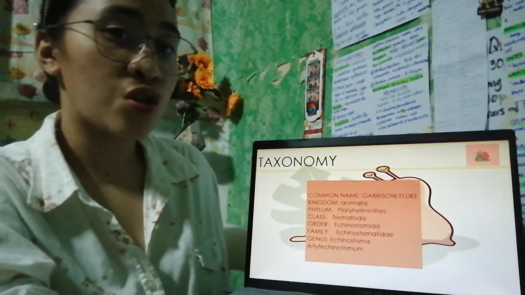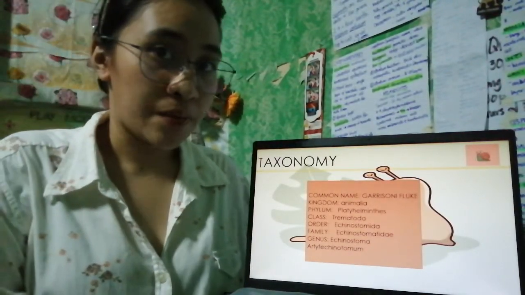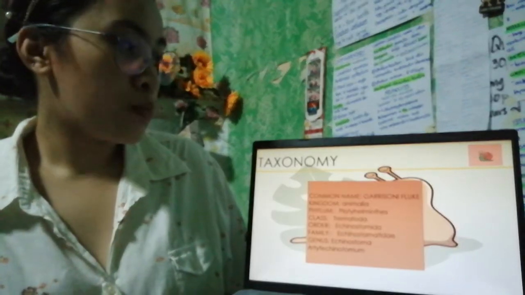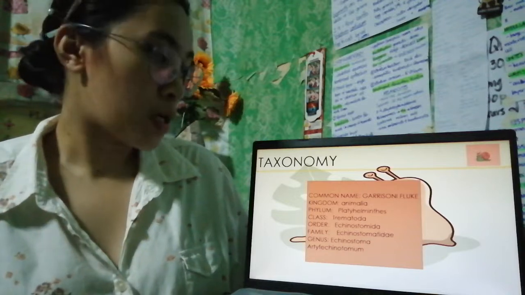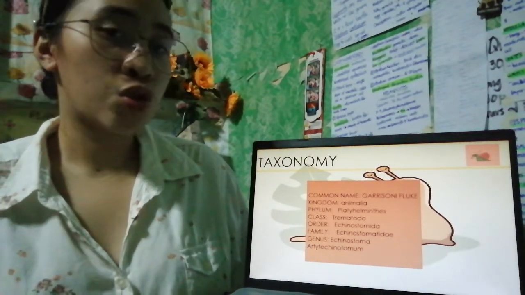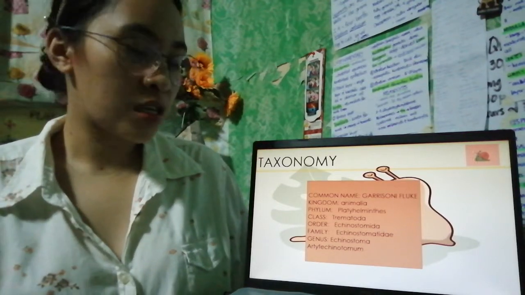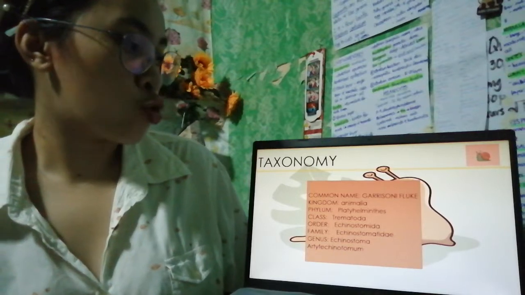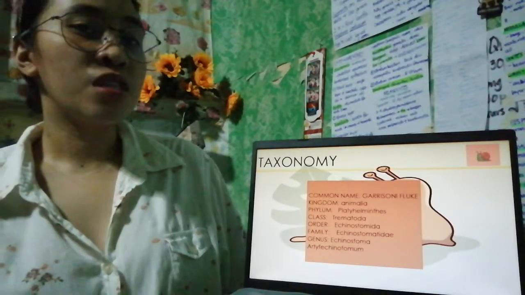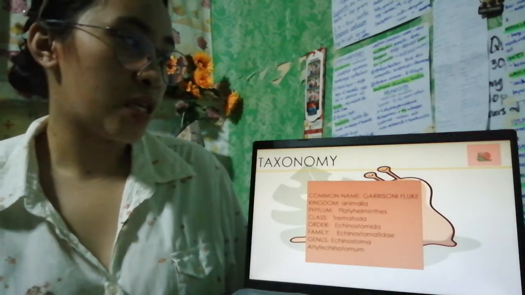So, taxonomy. It belongs to the kingdom Animalia, phylum Platyhelminthes, class Trematoda, order Echinostomida, family Echinostomatidae, genus Echinostoma and Artyfechinostomum. The common name of Echinostoma ilocanum is Garrison's fluke.